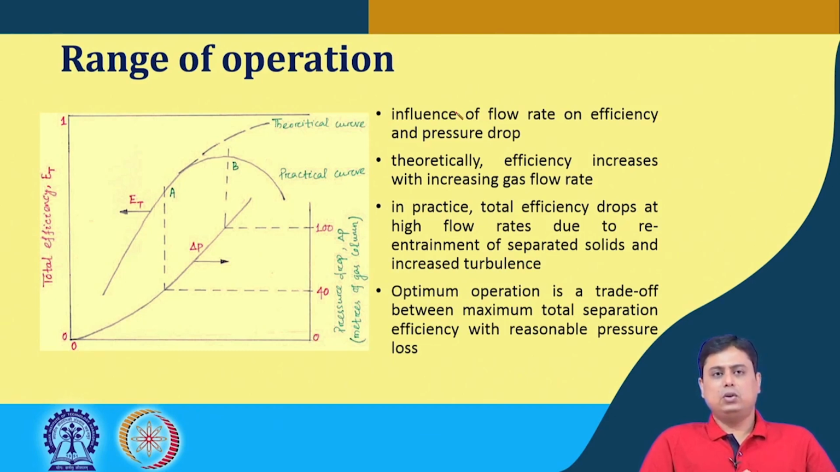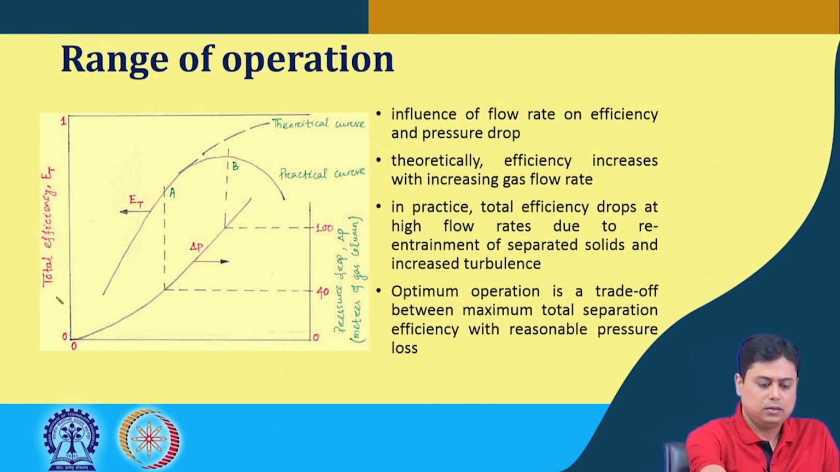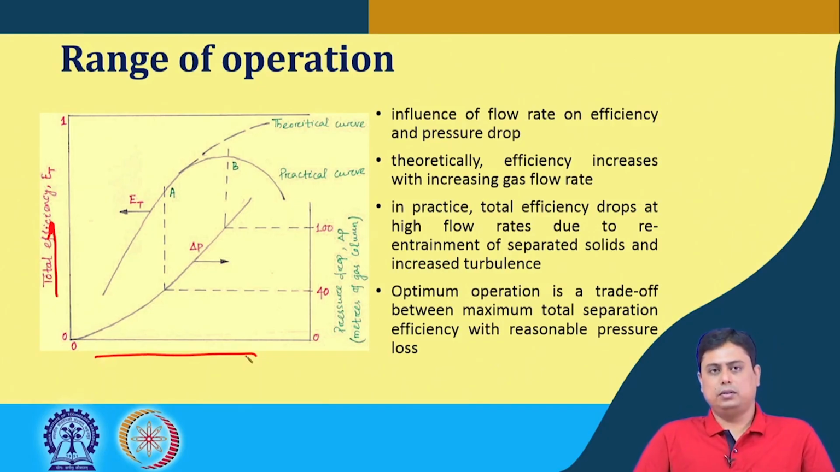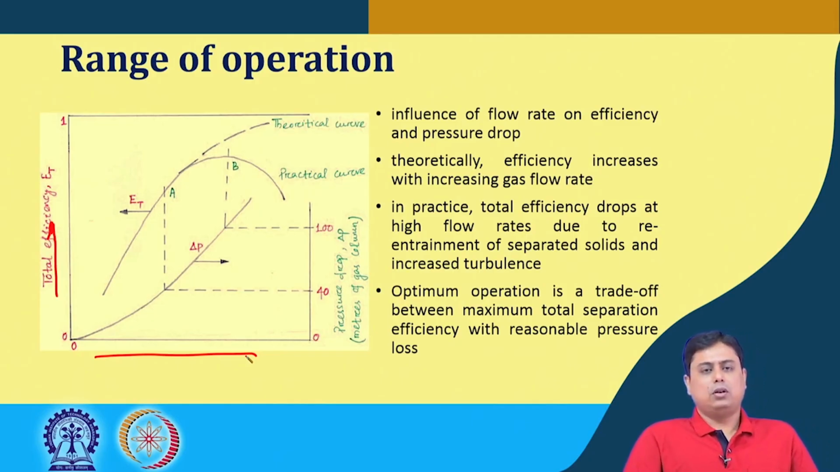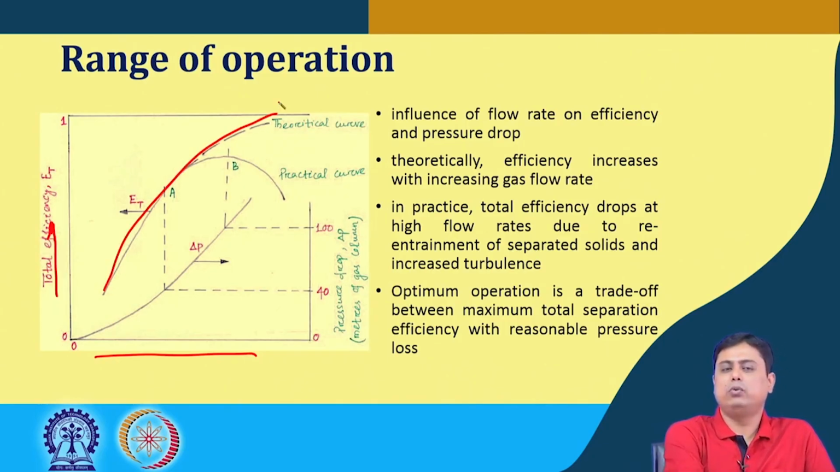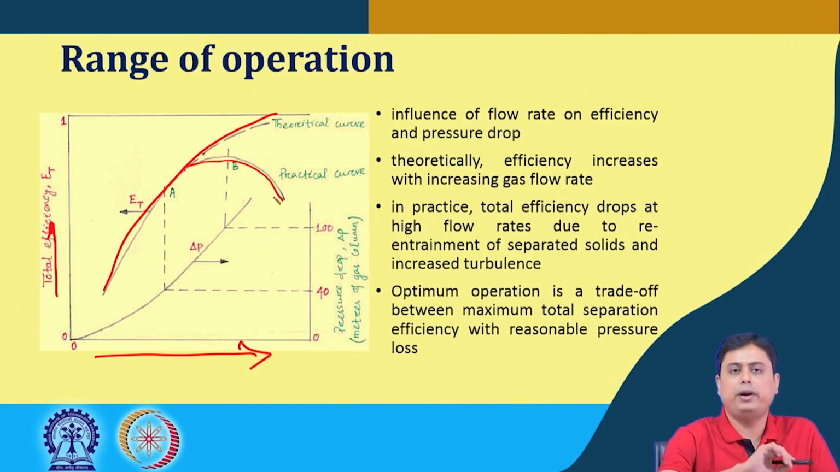So, this plot basically has the total efficiency on the y axis, and the flow rate on the x axis. Now, this influence of flow rate on the efficiency and pressure drop is one of the vital characteristics of a cyclone separator. Theoretically, the efficiency increases as the gas flow rate increases, but in practical cases that does not happen. This is the ideal, theoretical case, that it will go on increasing with the increasing gas flow rate, but practically it has been seen that it deviates after a certain point, and the efficiency drops at high flow rate.